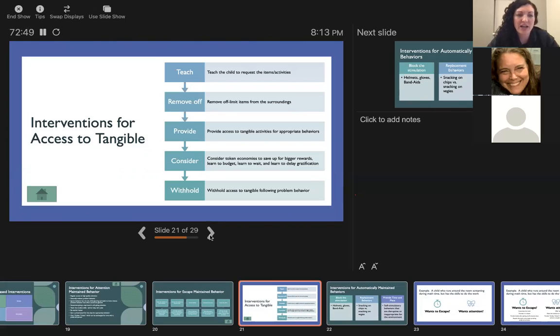So interventions for access to tangibles: teach the child to request items, remove off-limit items from the surroundings, provide access to tangible activities for appropriate behavior, consider token economies to save up for bigger rewards, learn to budget, learn to wait, and learn to delay gratification, and withhold access to tangibles following problem behavior. Again, not as commonly a problem in the schools.